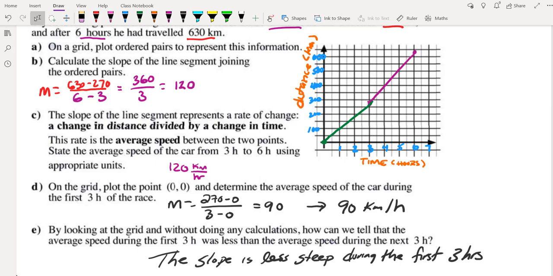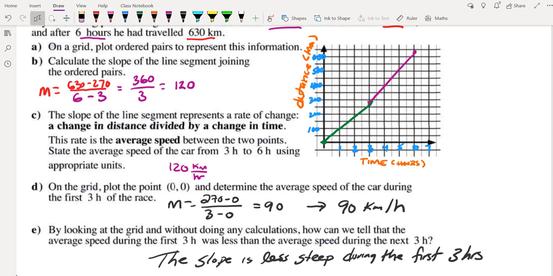So you take your 2 points and do rise over run, and you should find that the slope for the first line segment between 0 and 3 hours is 90. And what does this 90 represent? Once again, 90 kilometers per hour, the average speed during this time frame.